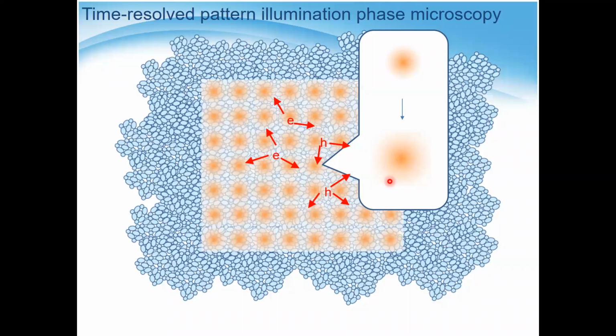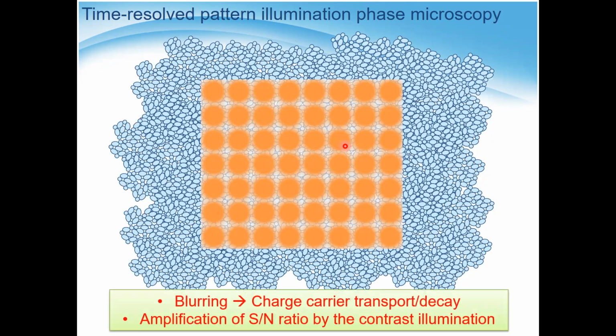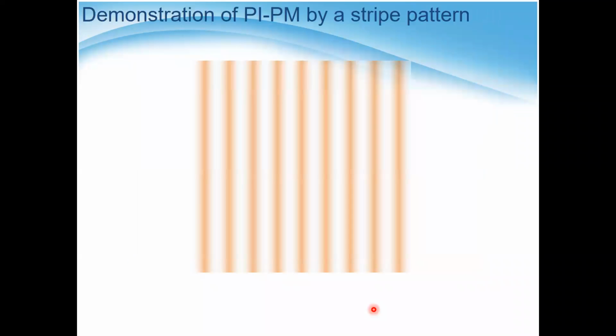And then as time passed, the refractive index could be like this pattern. So by analyzing this kind of blurring, charge carrier transport or decay could be observed. And also by using this kind of pattern illumination, due to the contrast illumination, we hope that we could improve the SN ratio of the signal, because the refractive index change due to the charge carriers is usually very small.